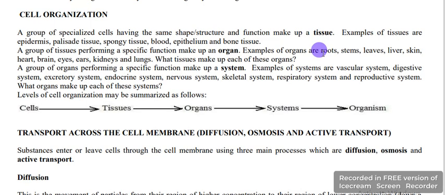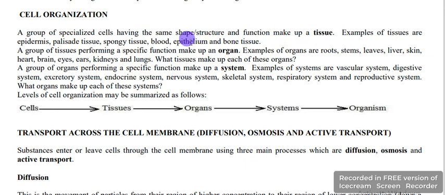What tissues make up each of these organs? So there's a question there. What kind of tissue make up each of these organs? For example, the liver. The liver is an organ of the body. Now, what kind of tissue make up a liver? Find the answer.